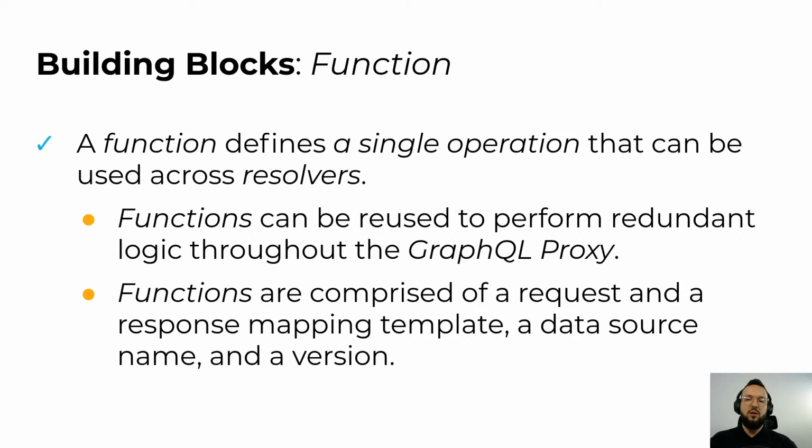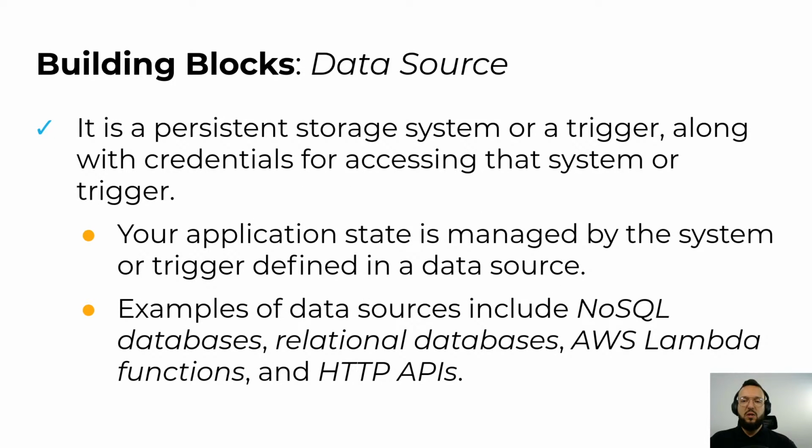Functions are comprised of a request and response mapping template as well, a data source name, and a version. A data source is basically a persistent storage or trigger that will be executed on the storage side or on the trigger side, along with the credentials that are accessing the systems. Your application state is managed by the system or trigger defined in the data source. Examples of data sources can be NoSQL databases, relational databases, AWS Lambda functions, and any kind of HTTP API as well.